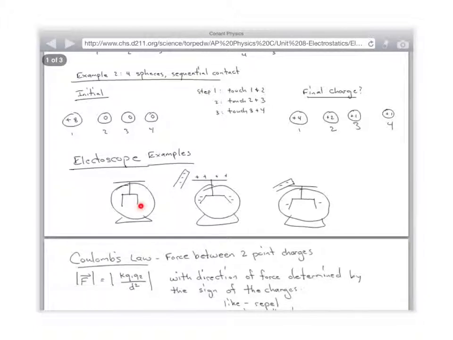Now, what would happen if you brought a negatively charged object close to that metal plate? Well, what would happen to the electrons in all this metal? They get pushed down into these hanging metal pieces. Well, if this piece has electrons on it and this piece has electrons on it, what are they going to do? They're going to repel from each other. So this electroscope is a way to determine how much charge is present. Now, if you actually took that negatively charged rod and tapped it against your electroscope, guess what happens?